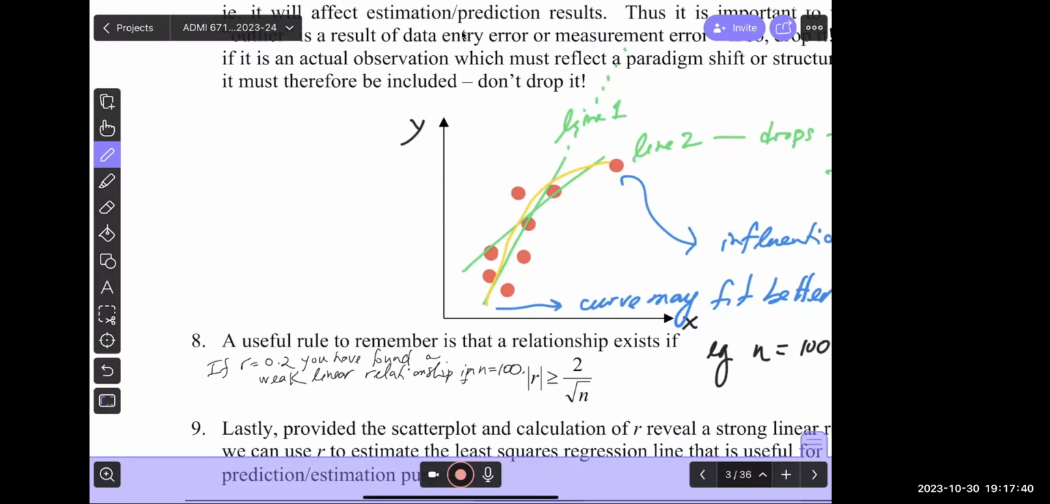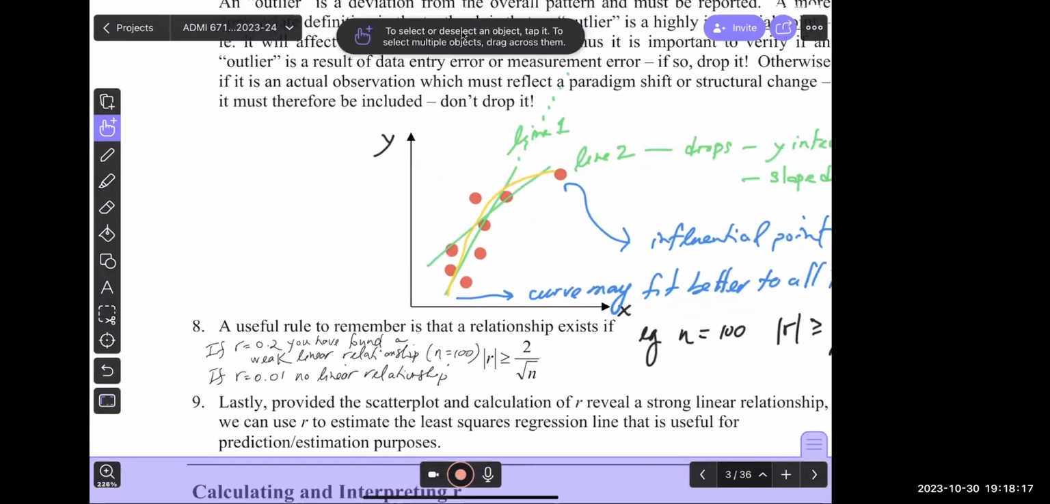So if n equals 100, you found a weak linear relationship with R. I'm going to put it like that. If R is equal to 0.01, you would say no linear relationship. Okay, so it gives you a threshold to work with.